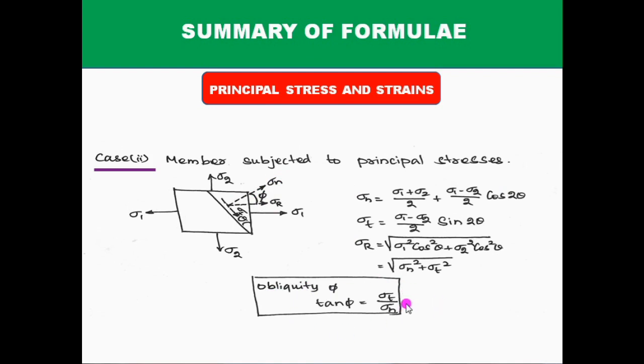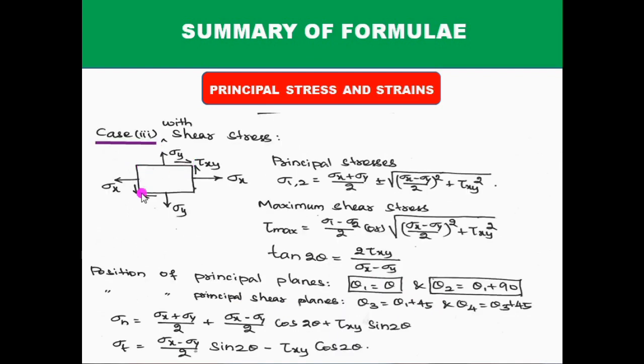using this formula. Now consider an element subjected to normal stress sigma x along x direction, sigma y along y direction, with shear stress tau xy. The maximum and minimum principal stresses can be calculated using this formula. The maximum shear stress can be calculated using this formula.